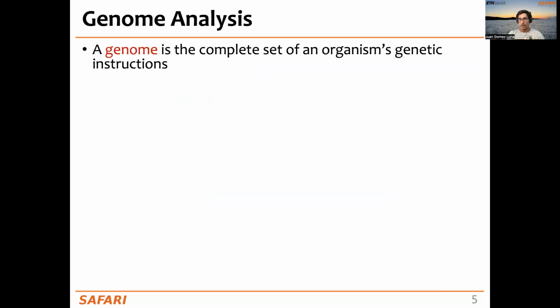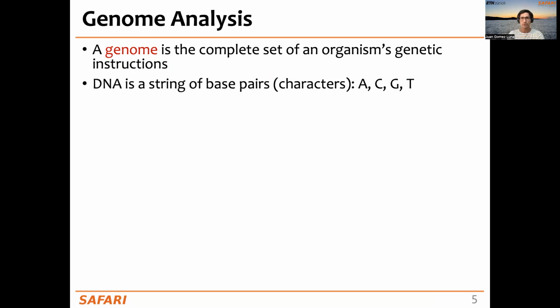Genome analysis is the background that we need in order to understand what this work is about. And we start defining what the genome is. A genome is a complete set of an organism's genetic instructions, and the DNA is a string of base pairs or characters, basically four different characters, A, C, G, and T. The human genome, for example, has 3.2 billion base pairs.